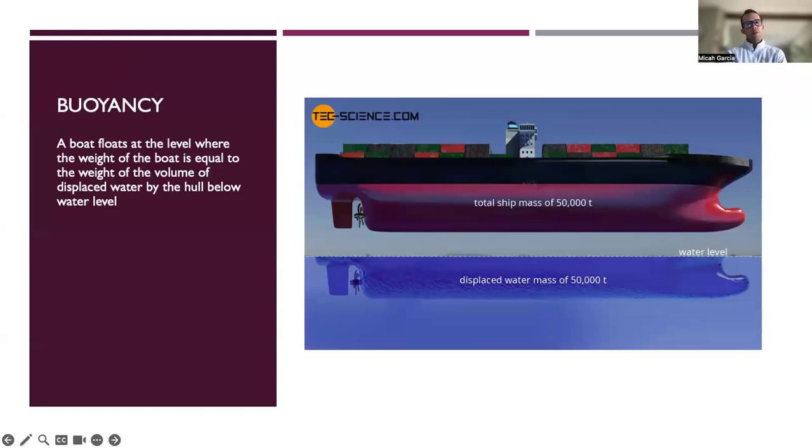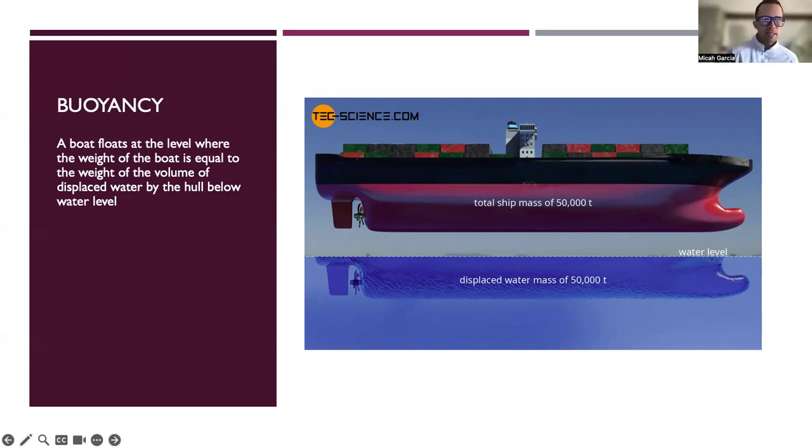So buoyancy is really important when it comes to ships. A boat is going to float at the level where the weight of the boat is equal to the weight of the volume of water displaced by the hull, which is below the water level. And so again, remember, this goes back to the object density. If that density is less than the fluid density, the object is going to float.